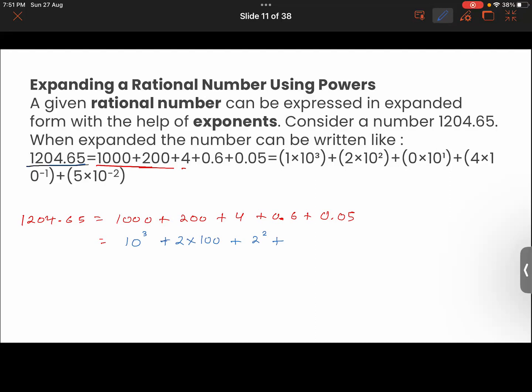Not 0.3 square. You will write it according to its place value, 0.6 here or 0.05 here. So you will be writing it as 6 into 10 raised to the power minus 1, or plus 0.05, you will be writing it as 5 into 10 raised to the power minus 2. Let me explain why we are doing it like this. 0.6 equals 6 into 10 raised to the power minus 1.